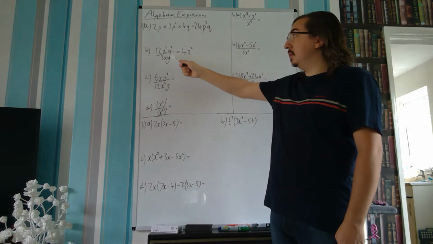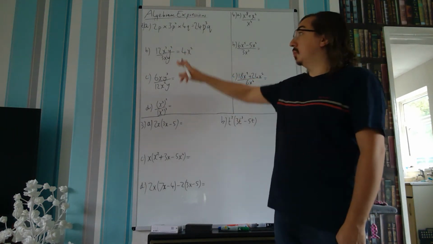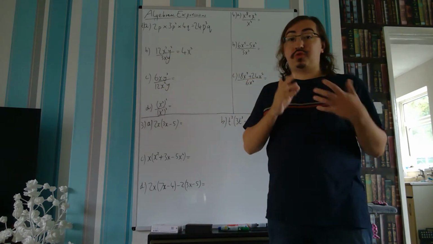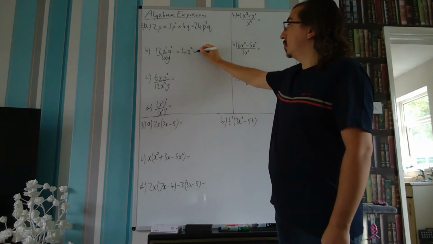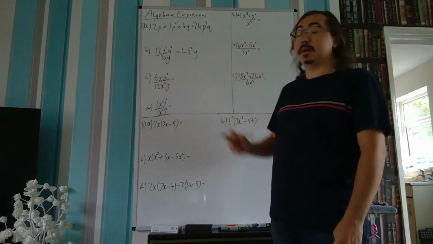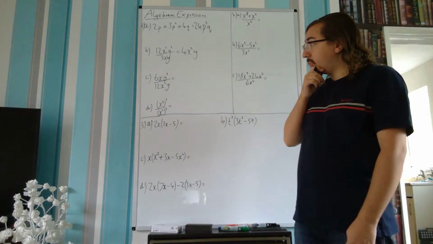And then with our y's, again in the denominator we have a y to the power of 1. So we have a power of 2 divided by the power of 1. So it's a subtraction there. So 2 minus 1 gets us 1. So we could write that as y to the power of 1, but we don't need to. We can just write that as a y. So we end up with 4x squared y.